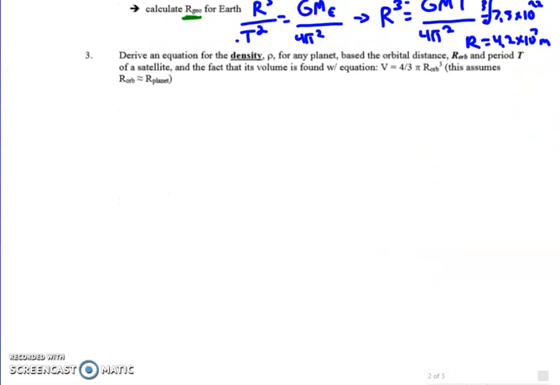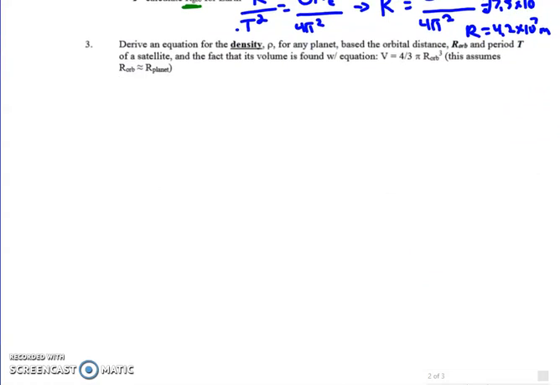So the last derivation is a nice one. I won't necessarily expect you to reproduce it, but it's a good application.